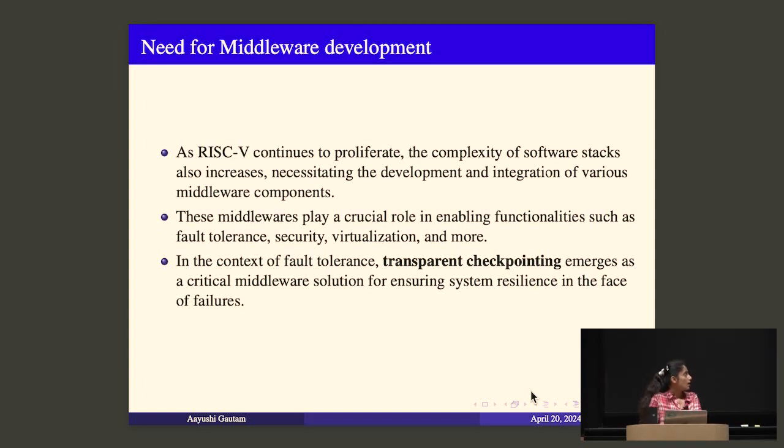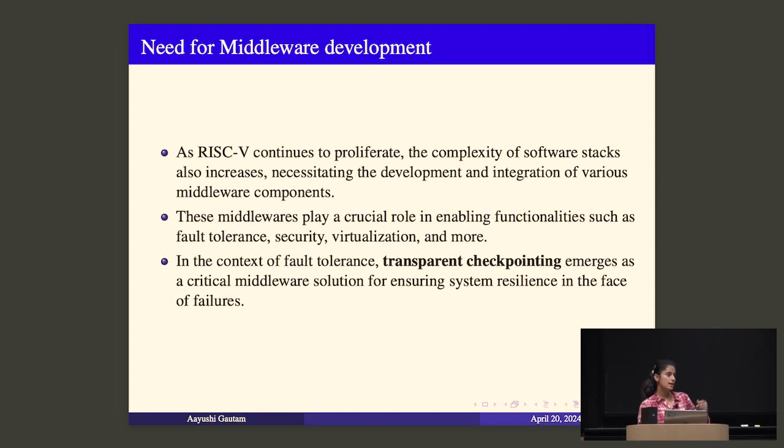Okay, so why is there a need for middleware development? I would say as RISC-V continues to expand, the software stack is getting complicated, and it leads to the necessity for development of various middleware components. These middleware components act as glue to hold together various elements of complex RISC-V and give us critical functionalities like fault tolerance, security, virtualization, and many more.